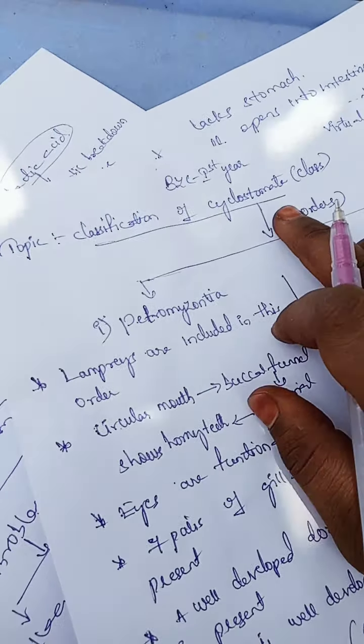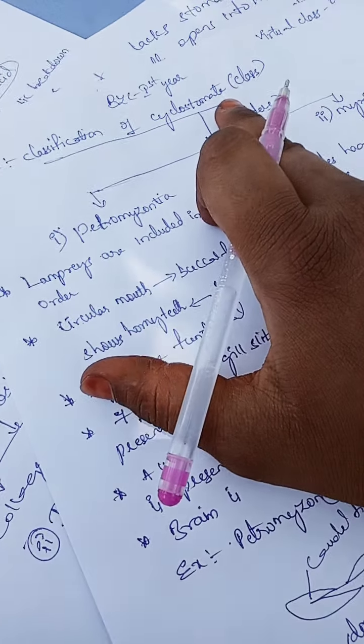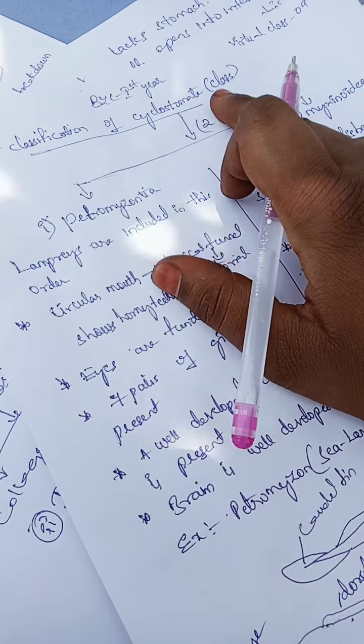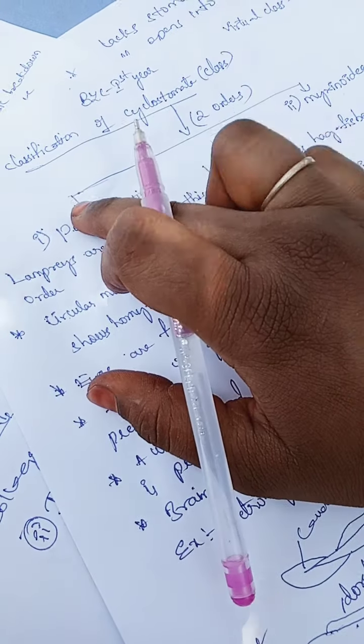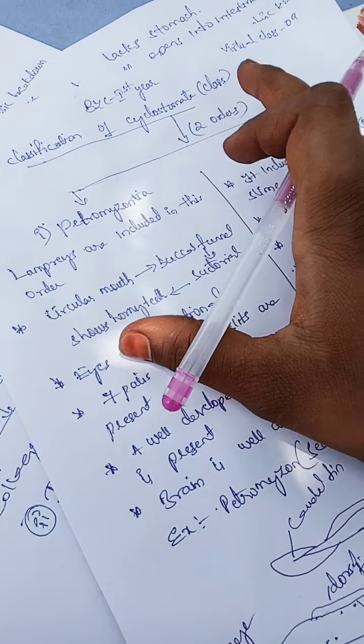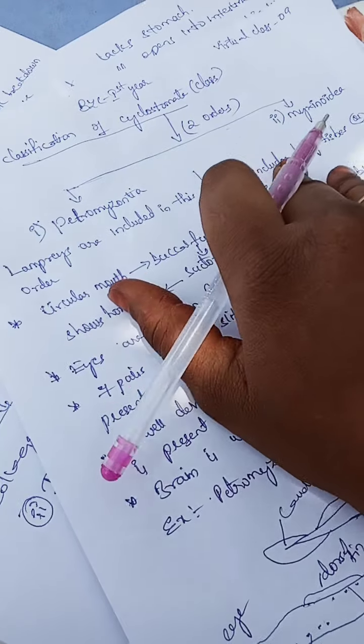Okay girls, yesterday we discussed the general characters of the Cyclostomata. Hope you all understood. If you did not understand what is meant by Cyclostomata, please go through my last class on the Cyclostomata general characters. Yesterday we also discussed the important examples, Petromyzon and Myxin, right? So now we are going to discuss the simple classification of the Cyclostomata.